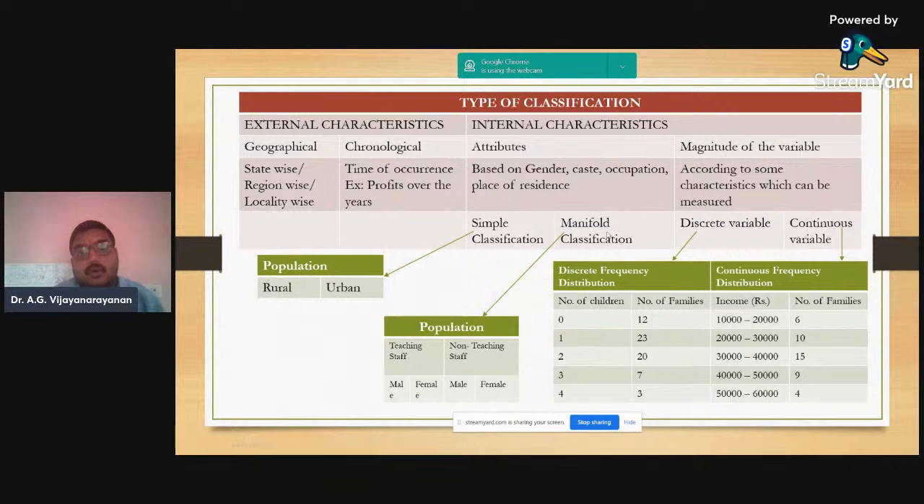I'm going for a manifold. Look at it: teaching staff, non-teaching. And in teaching, I want to know how many male, how many female. In non-teaching, how many male, how many female.